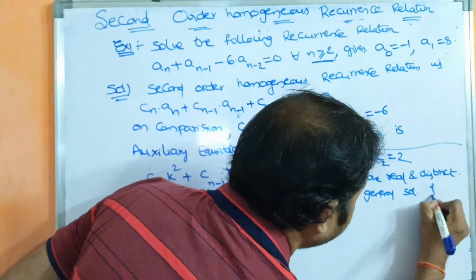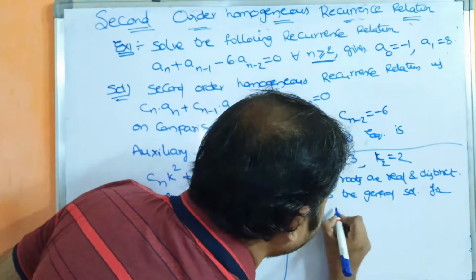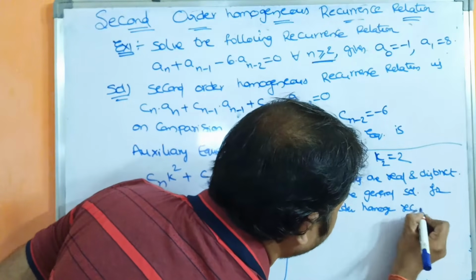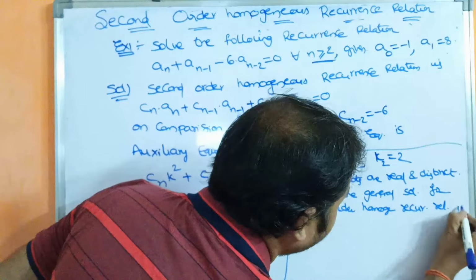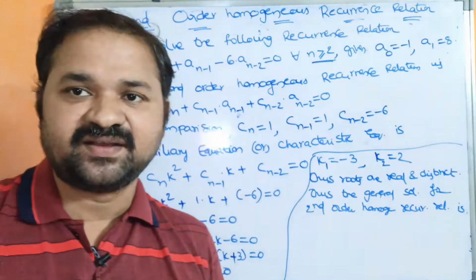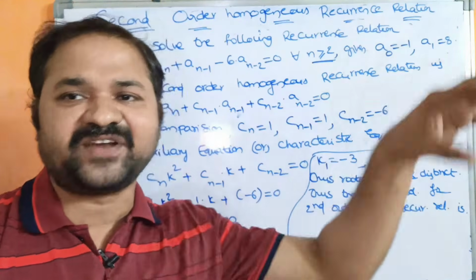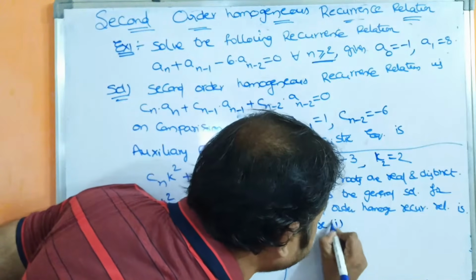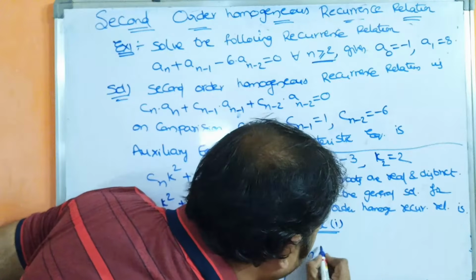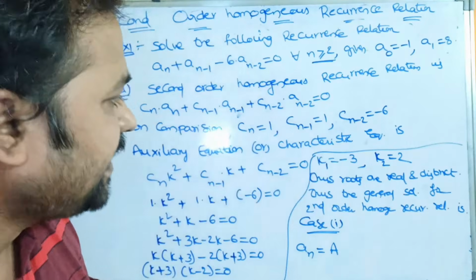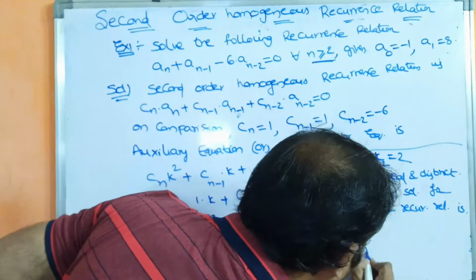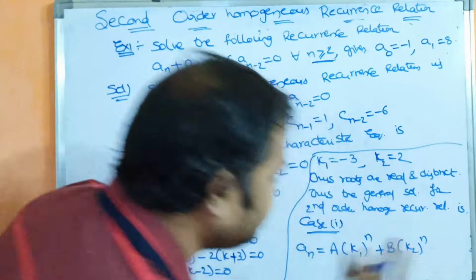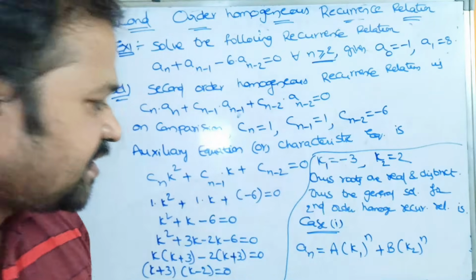Thus the general solution for second order homogeneous recurrence relation is. So here we have to follow case 1. Why? Because roots are real and different. If roots are different, then we need to follow case 1. Here the formula is an is equal to a into K1 power n plus b into K2 power n. So this is the general solution when the roots are different.